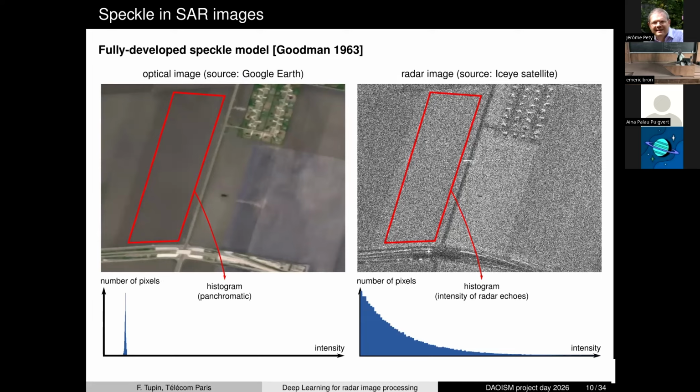You see that for a field which is physically homogeneous, of course, you will have almost one color if you take the panchromatic image. But if you take the radar image, you have this kind of distribution for the amplitude of the backscattered coefficient. That's because you have lots of interferences between the different elementary scatterers inside each resolution cell. So it's quite difficult to handle this kind of images.